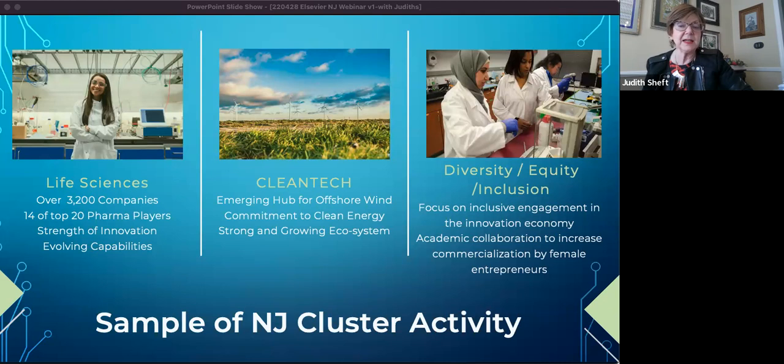And then diversity, equity, and inclusion has been a hallmark and a real focus of inclusive engagement for our economy. New Jersey Institute of Technology, in partnership with Rutgers University, Princeton, Stevens, Montclair, Rowan, and some of the other schools in New Jersey, received an award from the National Science Foundation on a project called ADVANCE.